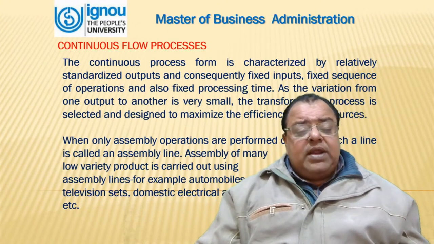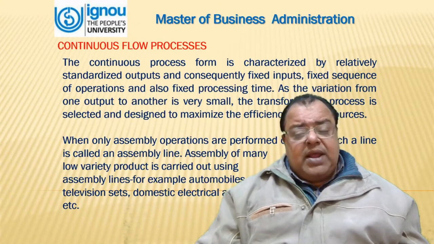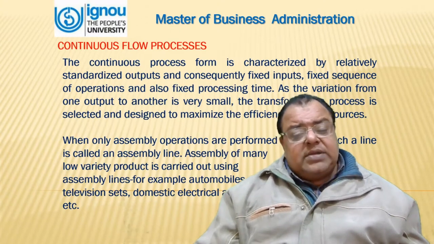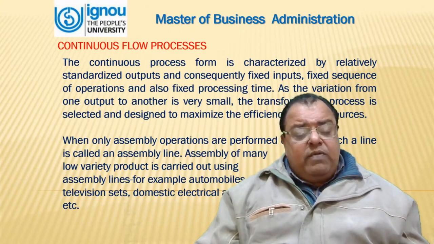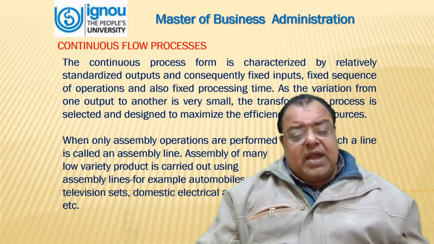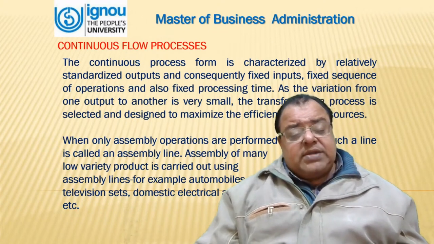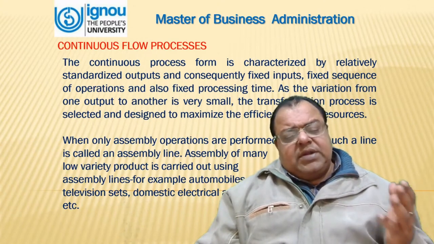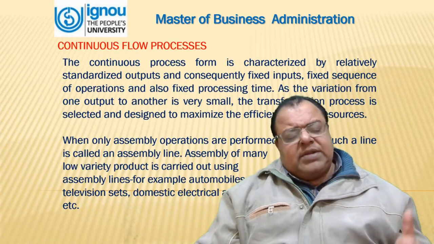When only assembly kind of operations are performed on a line, such a line is called an assembly line. Assembly of many low variety products is carried out using assembly lines, for example, automobiles, television sets, domestic electrical appliances, etc.